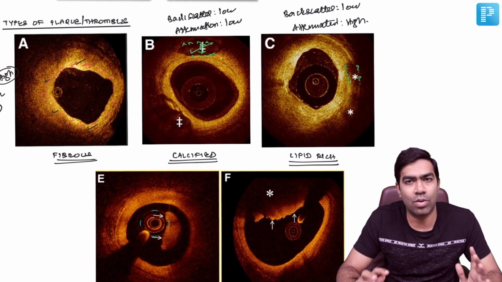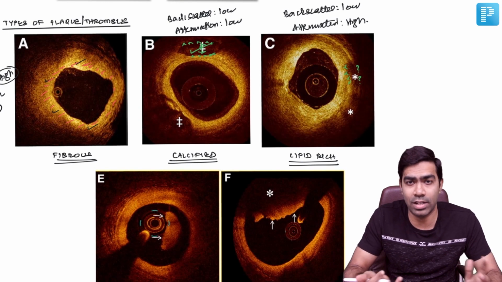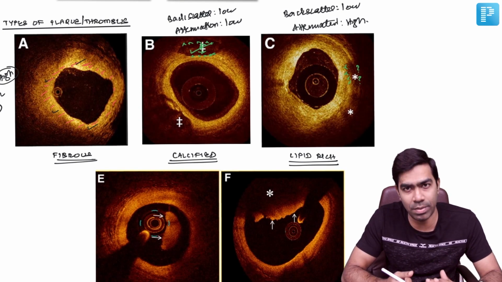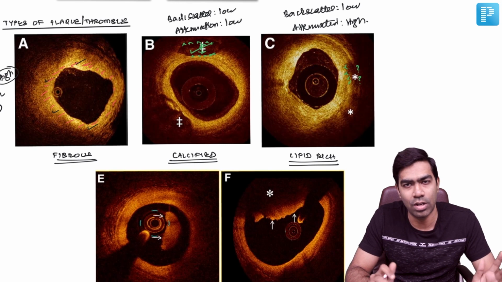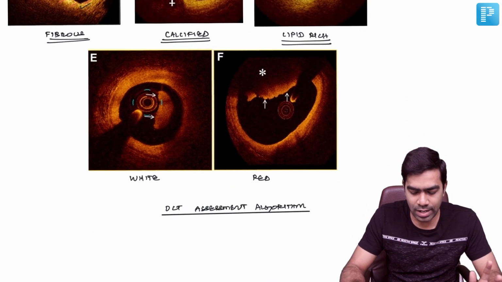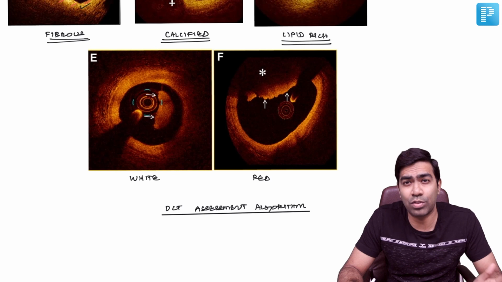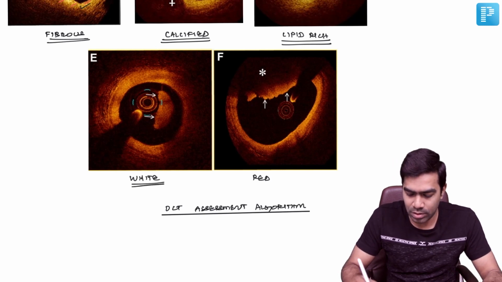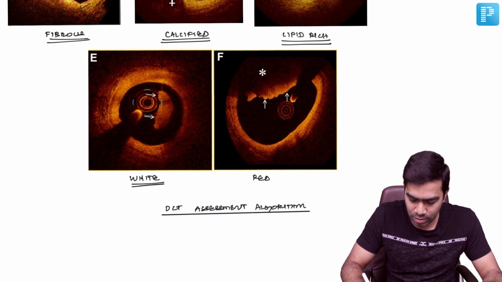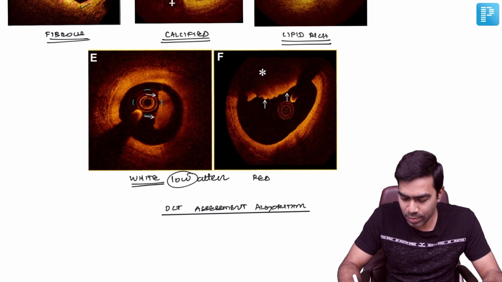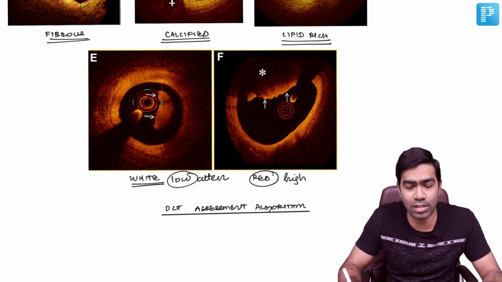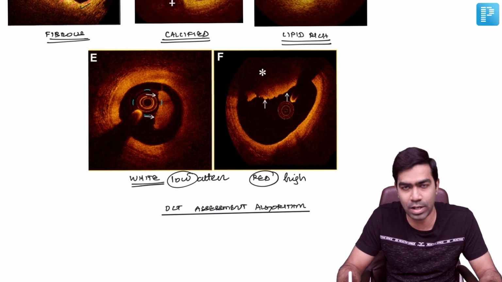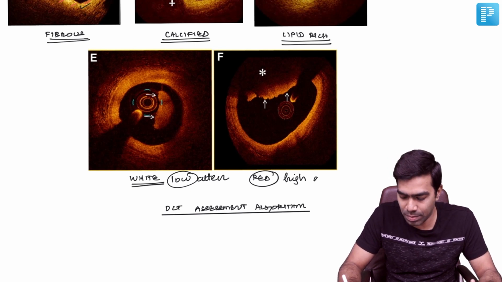So OCT can tell you the plaque morphology, whether it's fibrous or calcified or lipid rich. All these things can be found out through OCT, but not through IVUS. And at the same time, it can tell you the type of thrombus within the vessel lumen also. If it's a white thrombus, it will have a low attenuation. If it's a red thrombus, because RBC is not conducive to light that much compared to the platelets, the red thrombus will basically have a high attenuation.